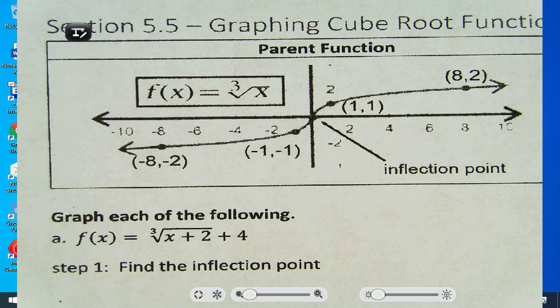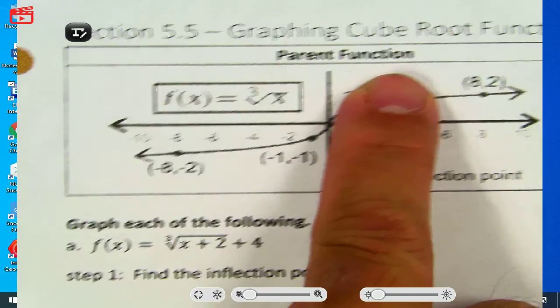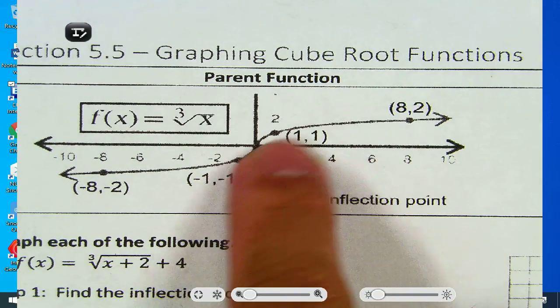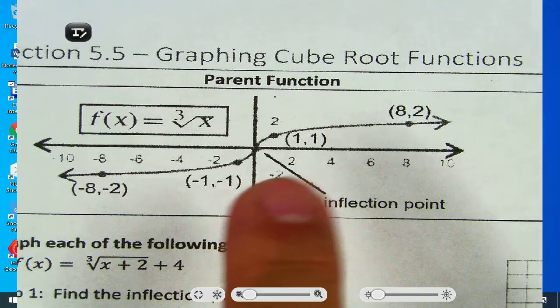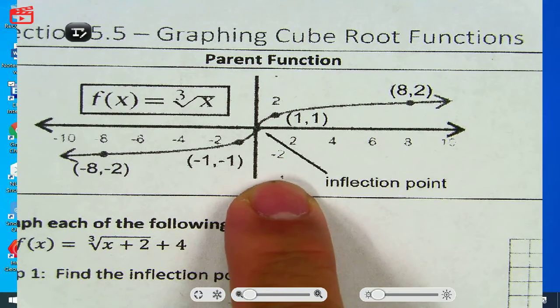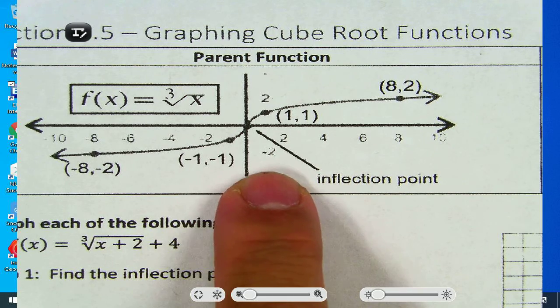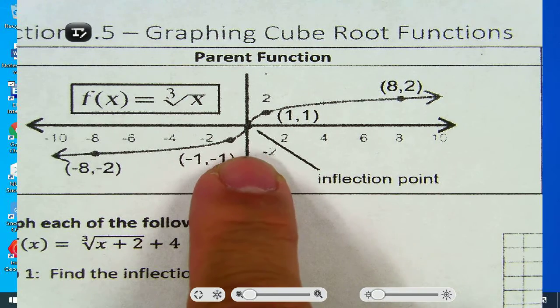Right, here we go. So now we're graphing cube roots. We're doing cube root functions. Okay, so this is what a general cube root looks like. What's the domain of this function? The way it looks, all real numbers. What's the range? All real numbers. So we're back to all real, all real.